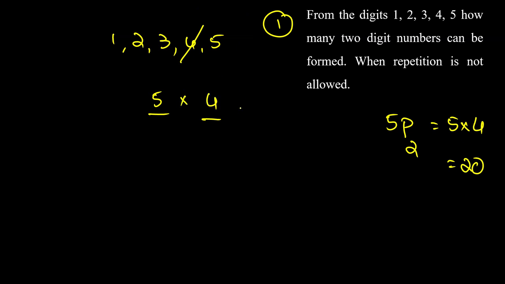Or among these 5, I can put one here, 5 chances, then 4 chances, right? So 5 into 4, 20. We can do it in this way also. First 5 chances, then 4 chances, that's 5 into 4, or you can apply the 5P2 formula also. Repetition not allowed. When repetition is allowed, we cannot use the nPr formula. Now, a very important doubt everyone should have in mind: sir, what if the question doesn't mention whether repetition is allowed or not? Here I clearly mentioned repetition not allowed. But there are some questions which do not mention it. Then what do we have to do, sir?